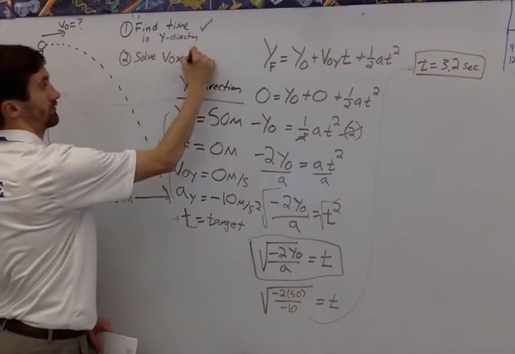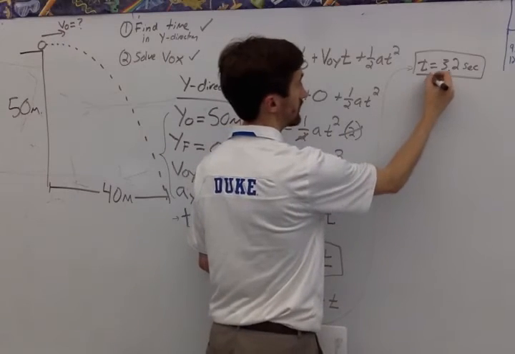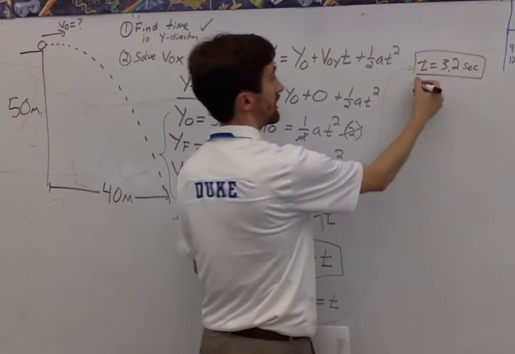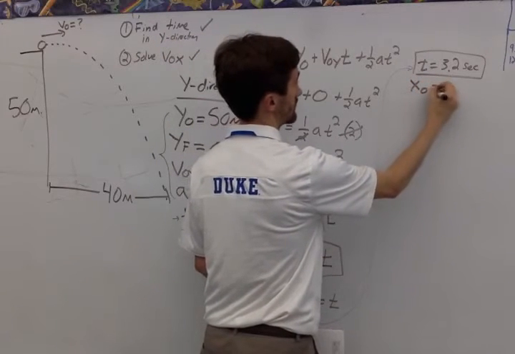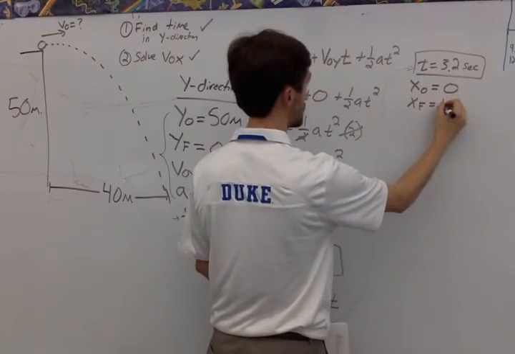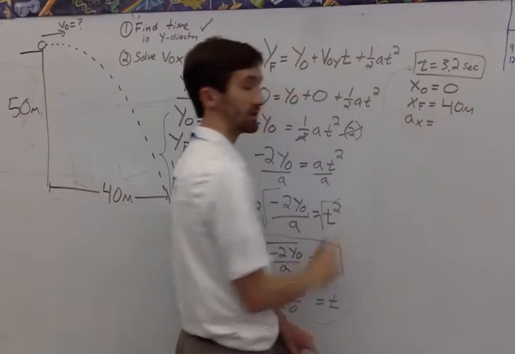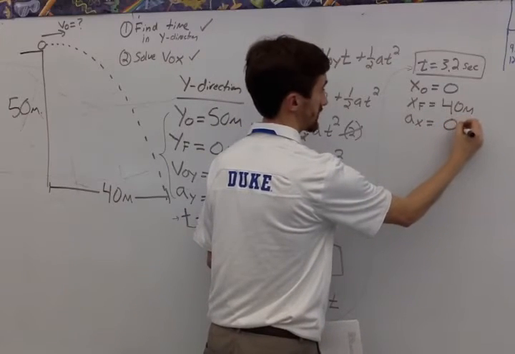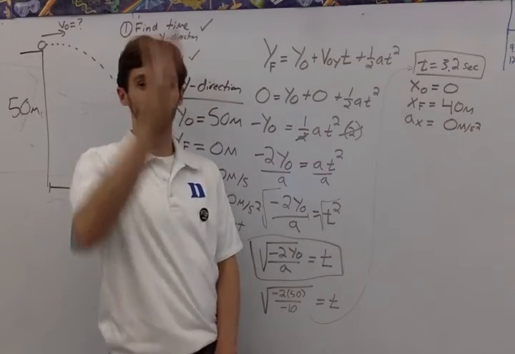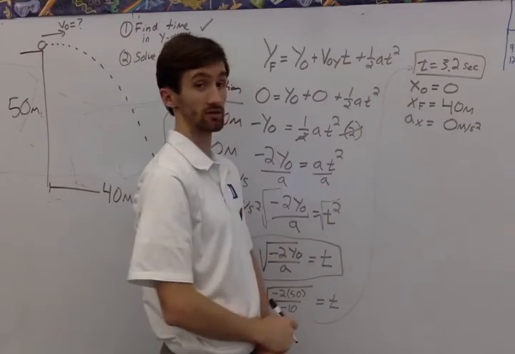Now we need to solve for the initial velocity in the x direction. So in the x direction, we know time is 3.2 seconds because the time is always the same. We know that our starting position is equal to 0. Our final position is equal to 40. The acceleration in the x direction is equal to 0, because when an object is in free fall, it has an acceleration in the y direction, but no acceleration in the x direction. So that's equal to 0.